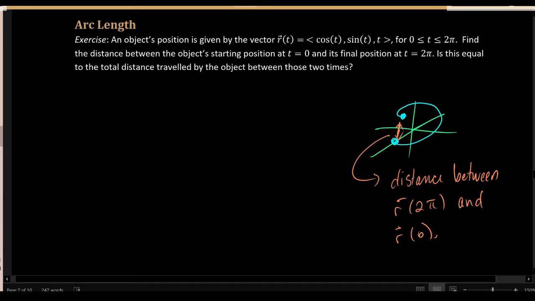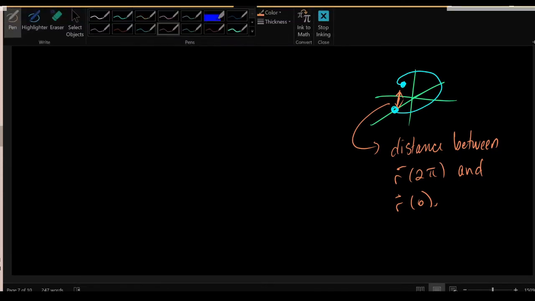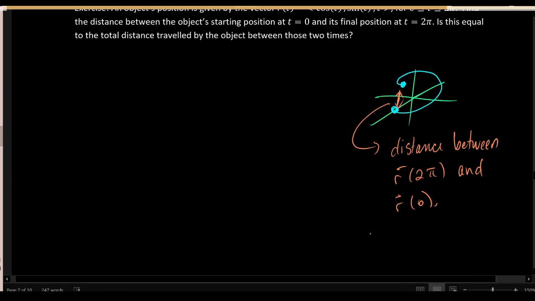Visually, we can see that this is going to be significantly smaller than the actual distance traveled by the object, because the object didn't move in a straight line directly from one point to the other. It took a less efficient route to get to the final position. The distance traveled is probably going to be significantly larger than the distance from the starting position to the final position.